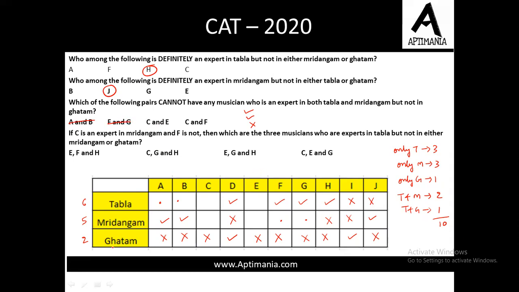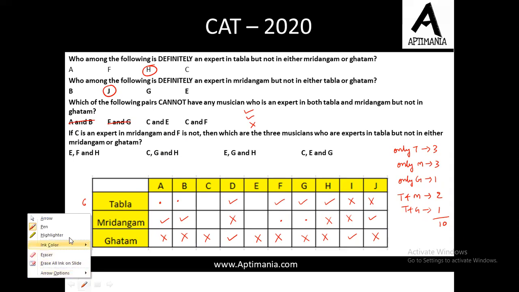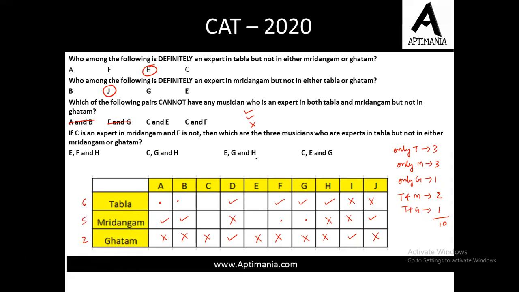Now I'm checking this option, so let me change the color of the ink first. Okay, so C and E. So suppose C is an expert in tabla and mridangam. So now in mridangam we should have 5 ticks. So 1, 2, 3, 4, and out of these two, one has to be a tick, right? So 1, 2, 3, 4, and 5. So here only a cross will come. We already have 5 ticks.